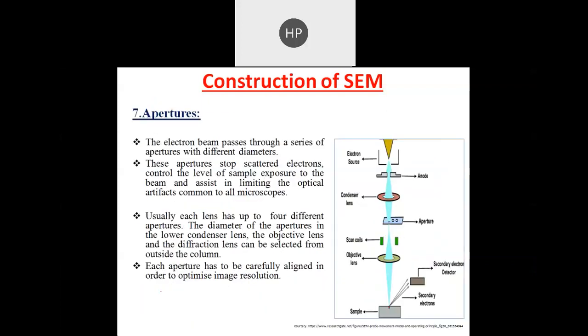And finally we have an aperture. The aperture is used to pass the electrons through a series of apertures, so that we can stop certain electrons, and from that we can get the desired image. So these are the seven components of the scanning electron microscope that we have discussed in our earlier lectures.